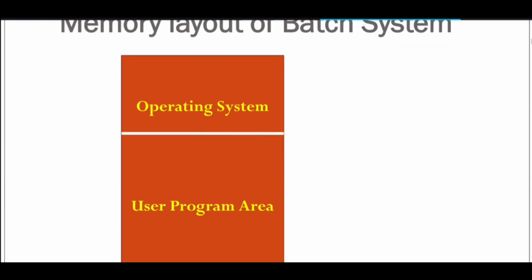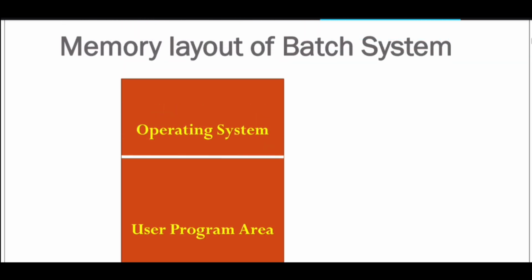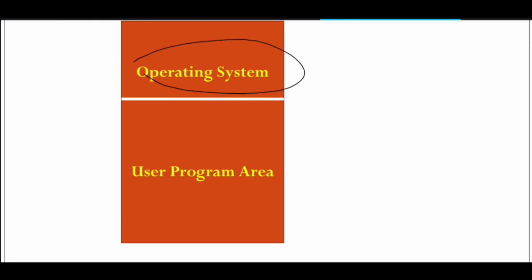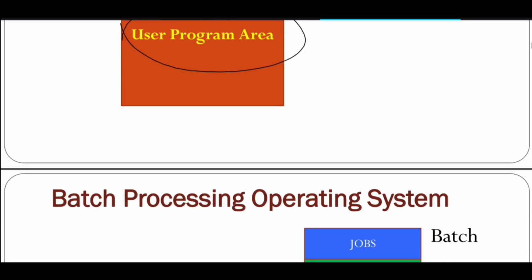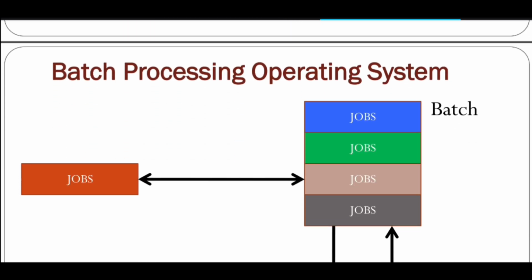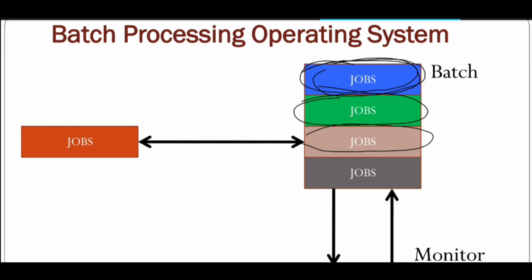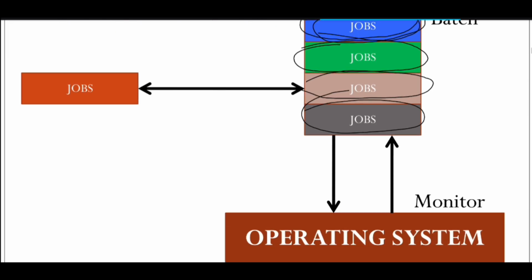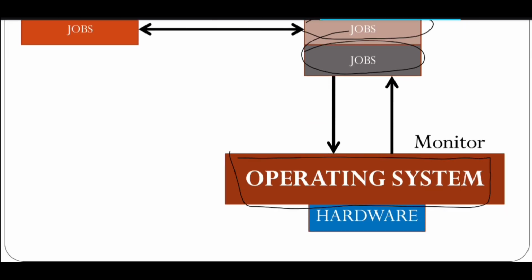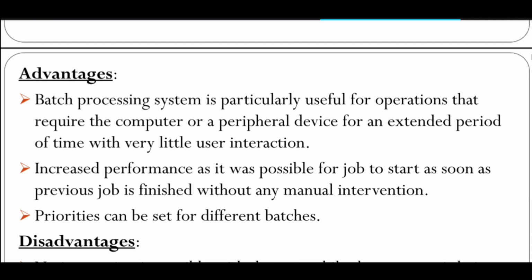Then these are some systems. The memory layout: here is our operating system, and here is the user program area. Then here is our simple diagram. One is blue jobs, meaning similar types of jobs in the blue field. Then another similar type of job in the green field. Then other types of jobs in this field, and other jobs in the gray field. These are interacting with our OS and hardware. This is our batch operating system.